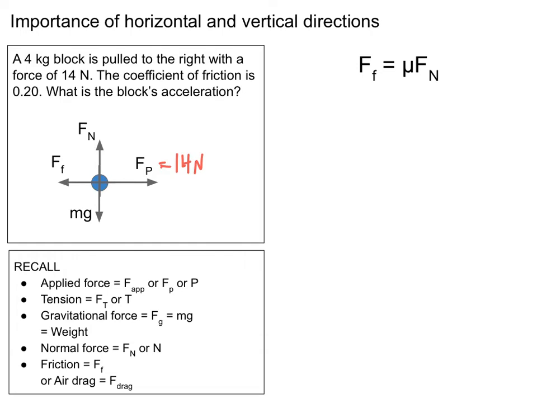Friction depends on two things. It depends on the types of surfaces involved, and that's represented by mu, which is called the coefficient of friction. There's officially a coefficient of kinetic and a coefficient of static friction. At this point, we're just dealing with kinetic, since things are moving. And then F sub n is the normal force.